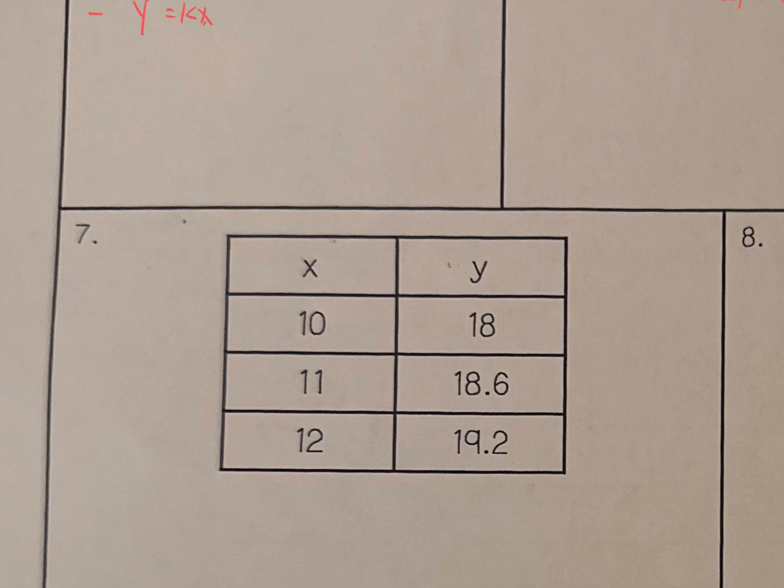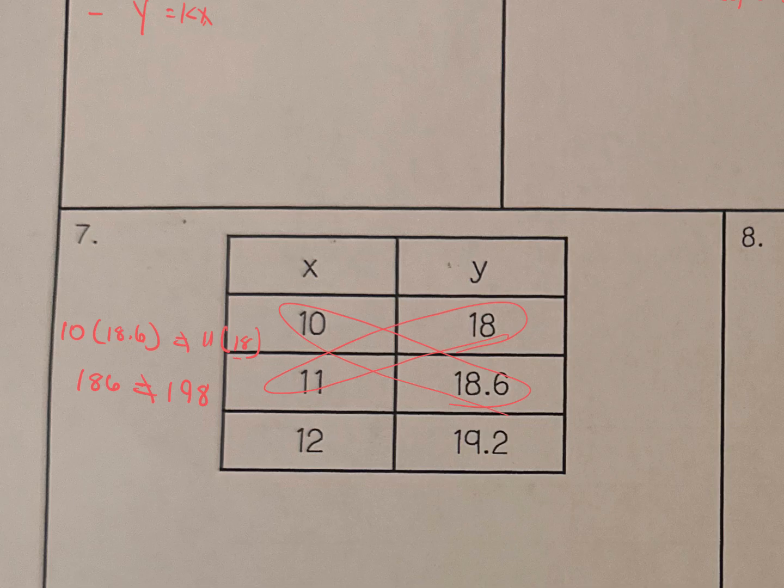Okay, number 7 is not proportional because if you cross multiply in a table, your left side has to be equal to your right side. So 10 times 18.6 is not equal to 11 times 18. 10 times 18.6 is 186, and that is not equal to 198, which is 11 times 18.